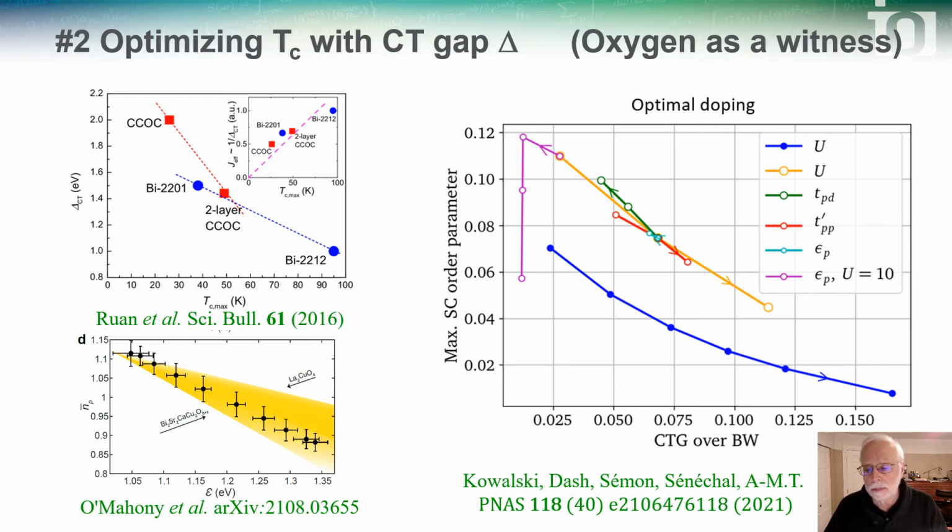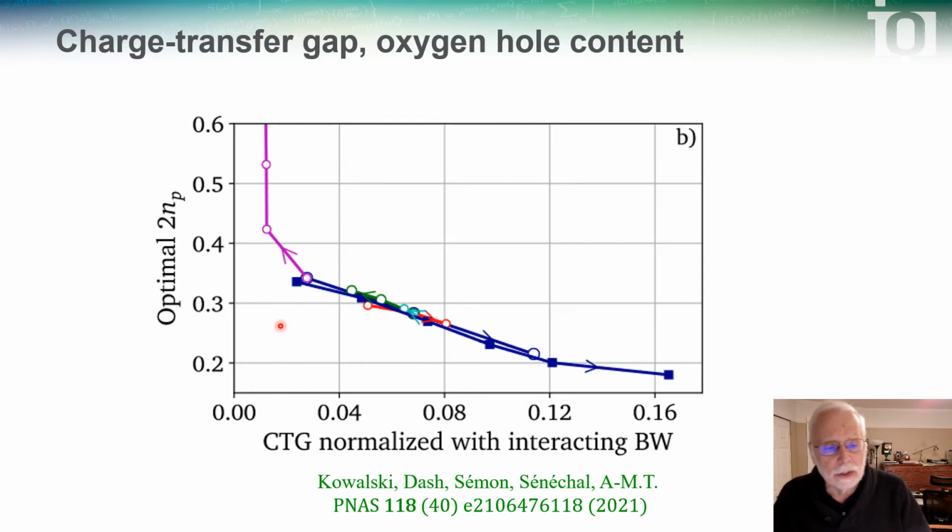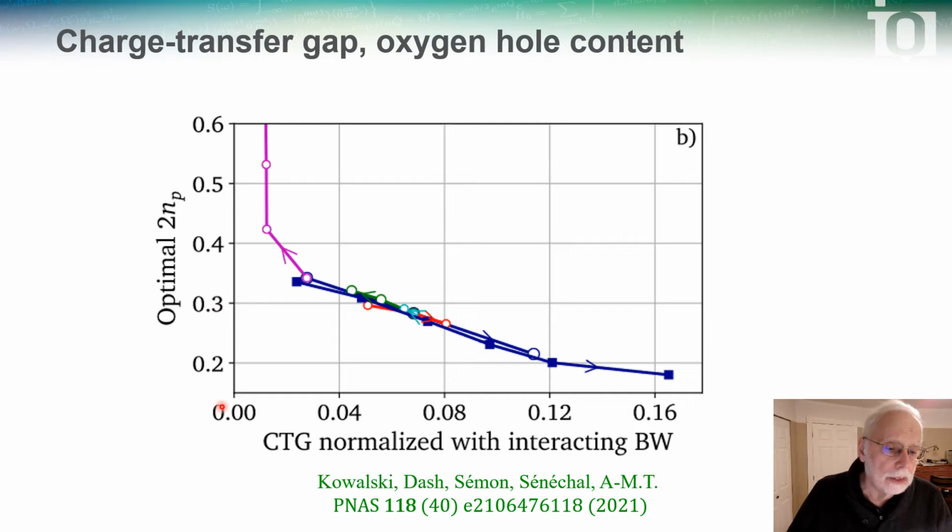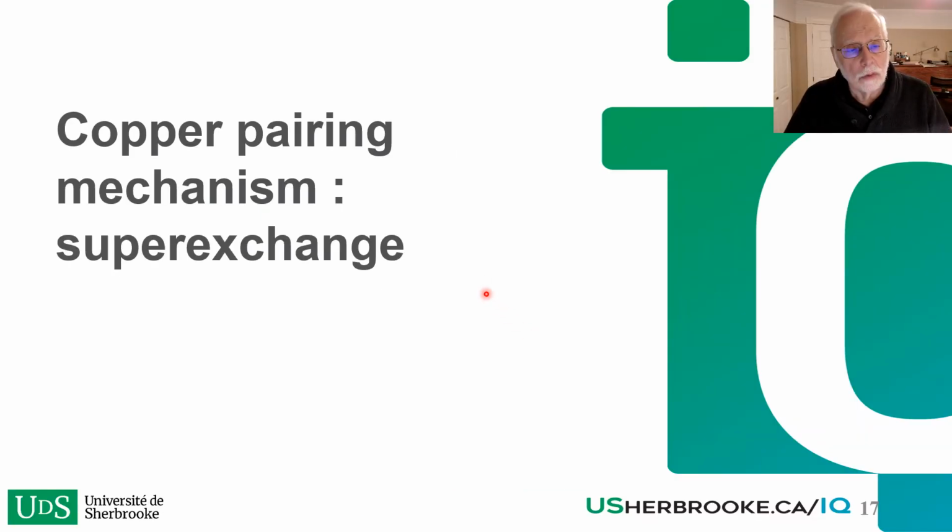order parameter. In fact, these two experiments tell us essentially the same thing, because optimal oxygen hole content and charge transfer gap are essentially perfectly correlated for both ionic and covalent models, for reasons I could explain in the question period. So finally, what is the Cooper pairing mechanism? Let us move to superexchange.